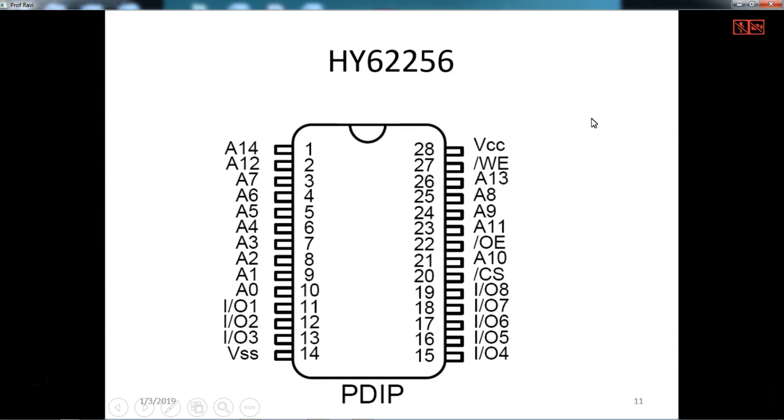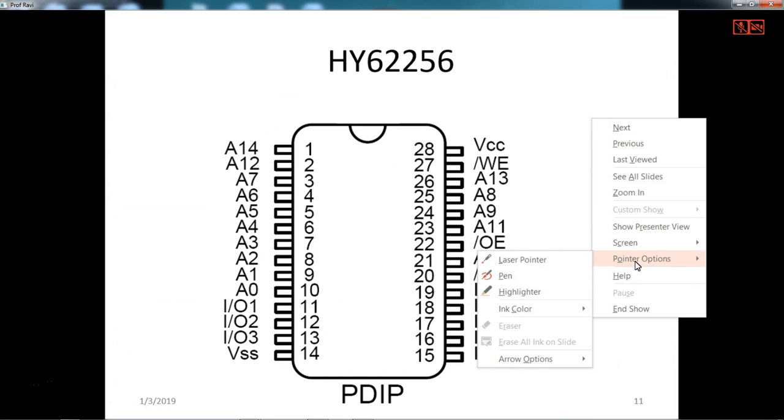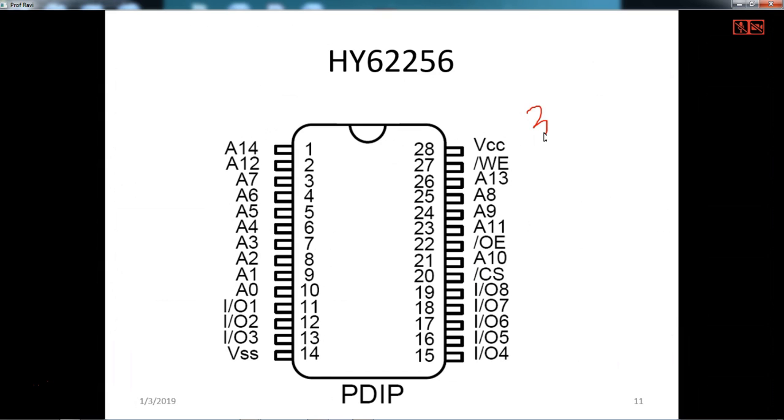So this memory is of size 32K. It has 15 address lines. So it is 32K, meaning 32,000 locations are there. Each location can store 8 bits of data, and there are input and output data lines 1, 2, 3, 4, 5, 6, 7, 8. So you can read a byte from the memory using these lines.